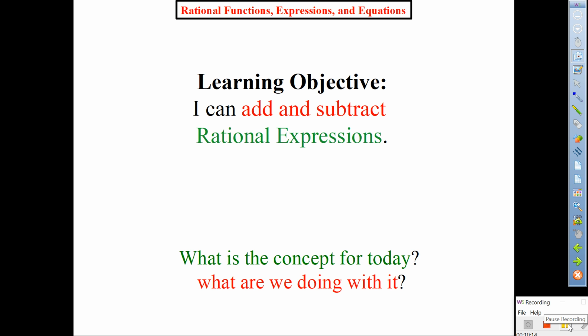Without looking at your notes, fill out your FAIR model: definition, one example, one non-example, and a hashtag. What are rational expressions? If you want to do the definition in your own words, that's fine. Rational expressions, what are they? One example, one non-example, one hashtag.